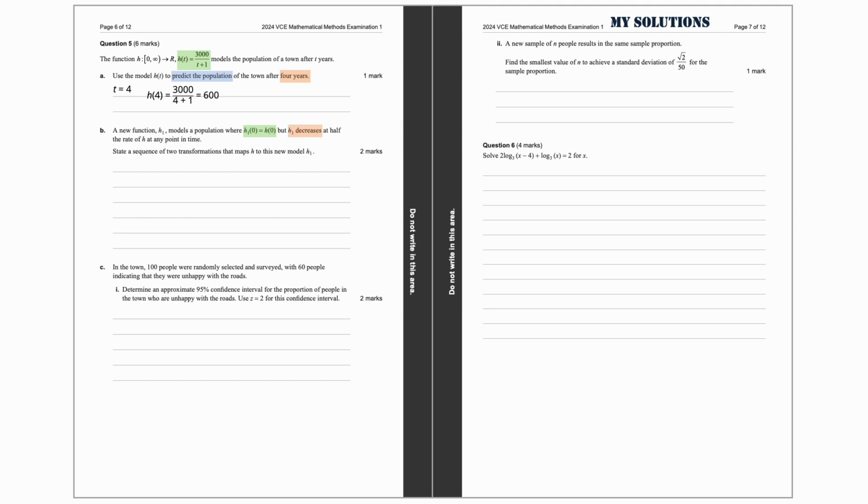Part B. A new function, h1, models a population where h1 of 0 equals h of 0. But h1 decreases at half the rate of h at any point in time. The question is asking us to state a sequence of two transformations that maps h to this new model h1. We are going to use the first condition, which says h of 0 equals h1 of 0. h of 0 equals 3000, therefore h1 of 0 is going to be equal to 3000.